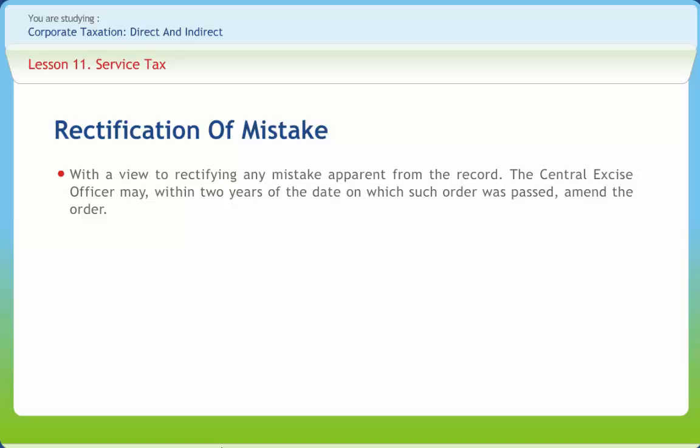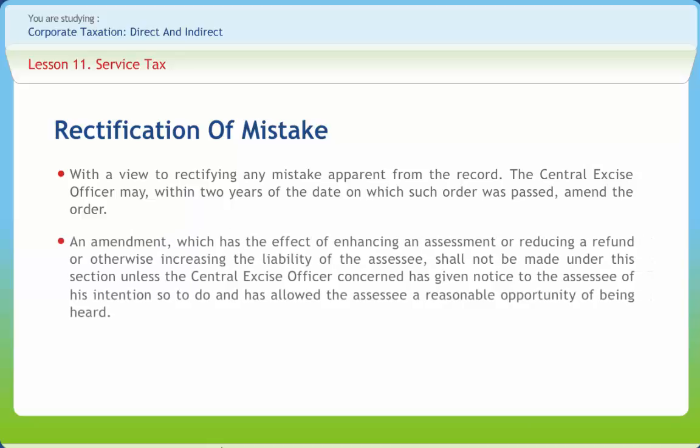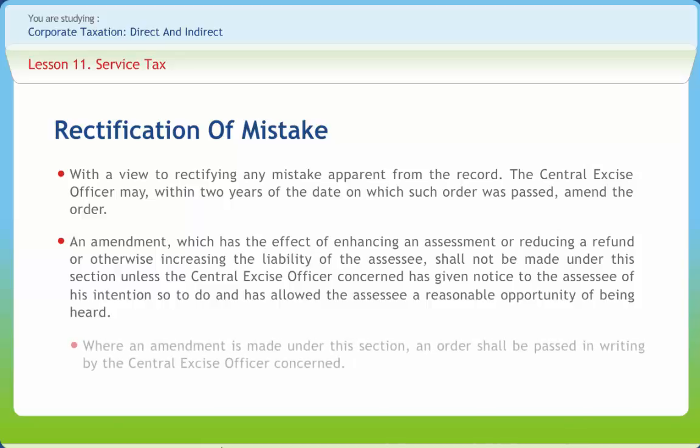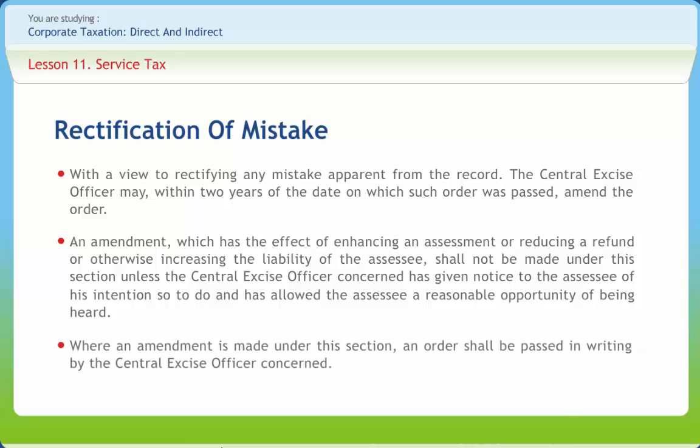Subject to the other provisions of this section, the Central Excise Officer concerned may make an amendment under subsection 1 of his own motion. An amendment which has the effect of enhancing an assessment or reducing a refund or otherwise increasing the liability of the assessee shall not be made under this section unless the Central Excise Officer concerned has given notice to the assessee of his intention so to do and has allowed the assessee a reasonable opportunity of being heard.